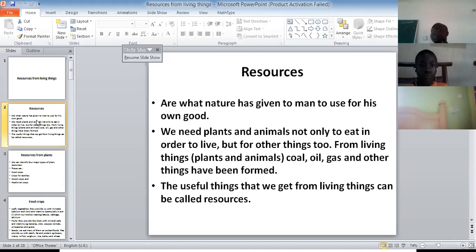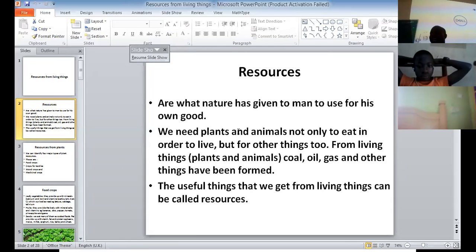We need plants and animals not only to eat in order to live, comma, but for other things too. Full stop. So, as I said, you now continue in the front. From living things, and you now open a bracket. Okay, I think the light is on now. You put plants and animals.